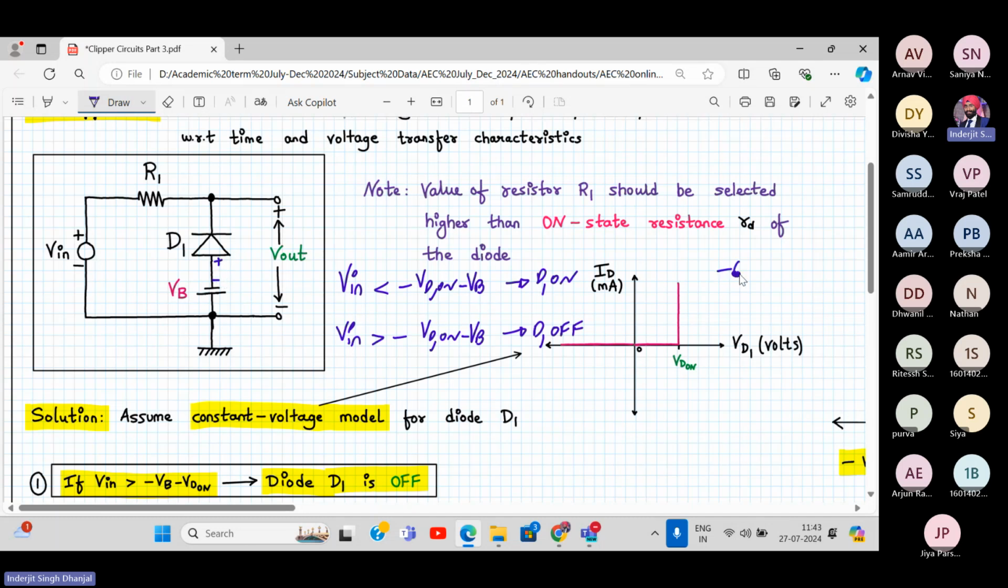Let's say earlier it was turning on at 0.7 volt. And now you are applying this VB voltage of 2 volt. So now it will turn on at minus 2.7. If you say plus VB, what does it mean? It means 1.3 volt, which is wrong. So that's why this is correct, the clipping level over here. Identifying this clipping level is very, very important.